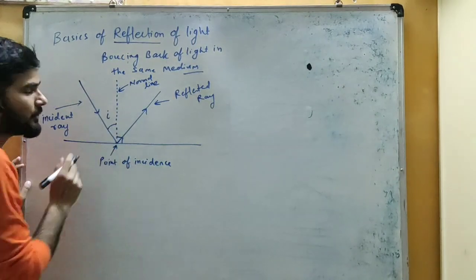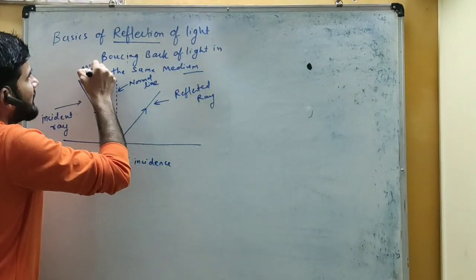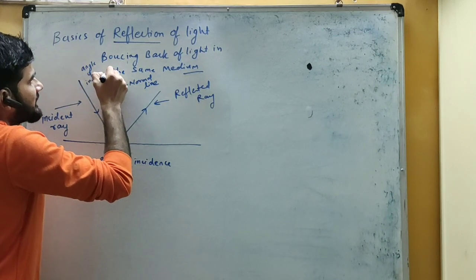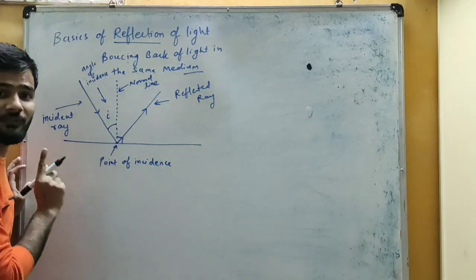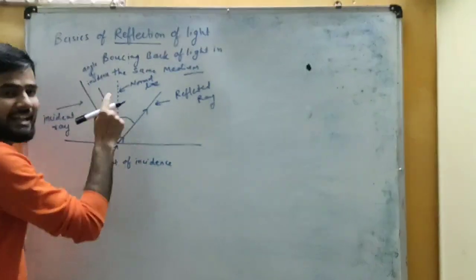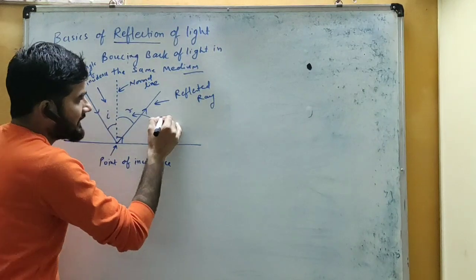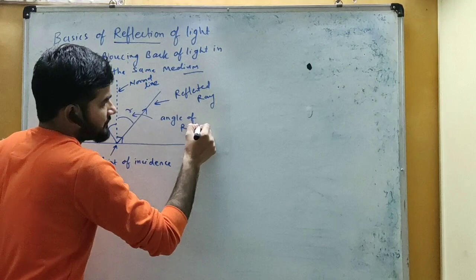Now here we have an angle which is formed between the incident ray and the normal line. This angle we name I. The angle formed between the incident ray and the normal line is called the angle of incidence. Similarly, the angle between the reflected ray and the normal line is represented by R, and that is called the angle of reflection.